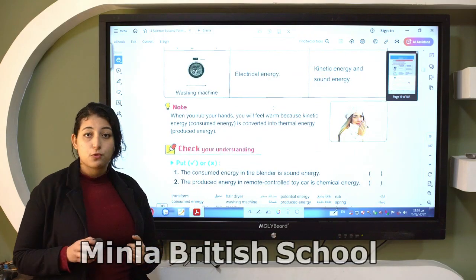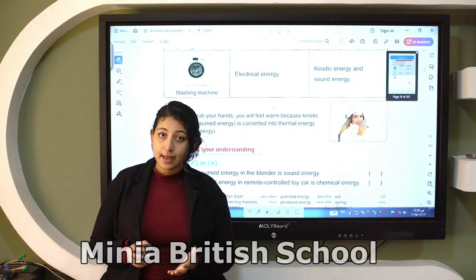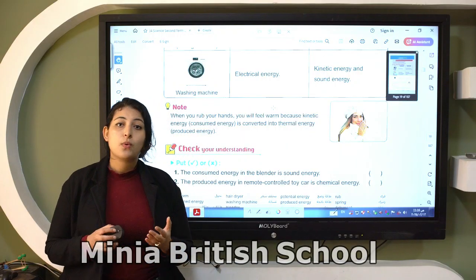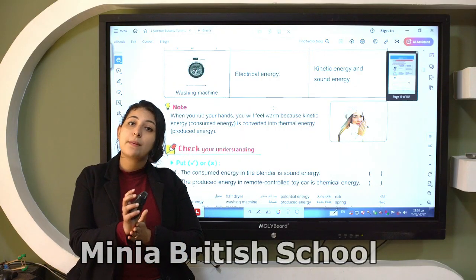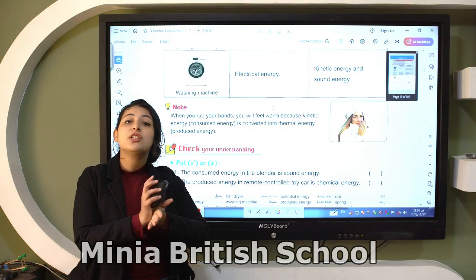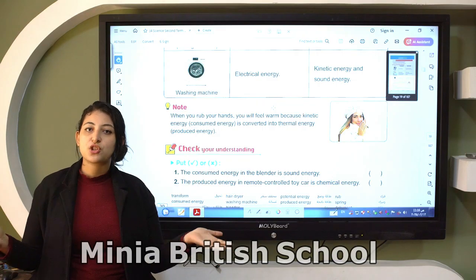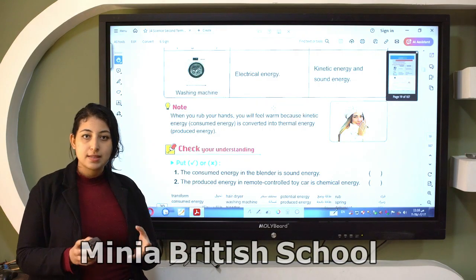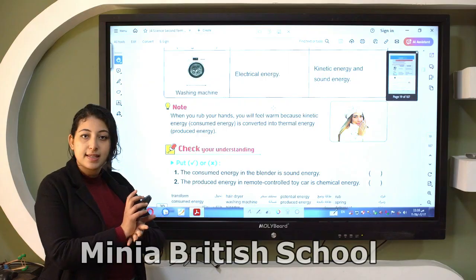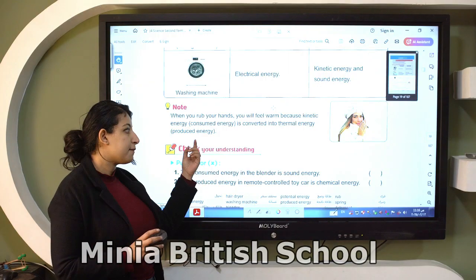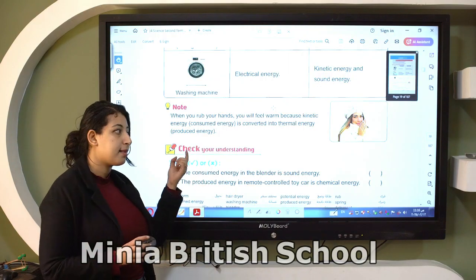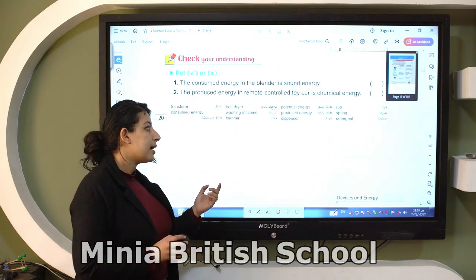What about friction force? When I ask you, rub your hands. Rub your hands. What's happening? What's happening when you rub your hands? Kinetic energy changes into thermal energy. Why? Due to friction force between your hands. Yes, friction changes kinetic into thermal. So kinetic in friction is the input energy, while thermal is the output energy.